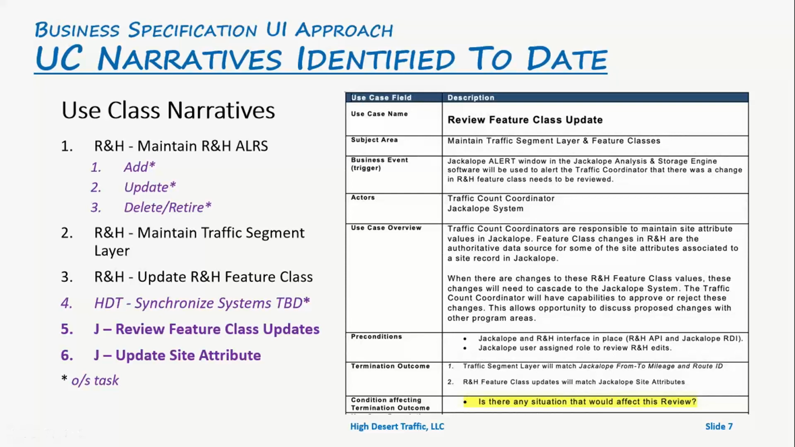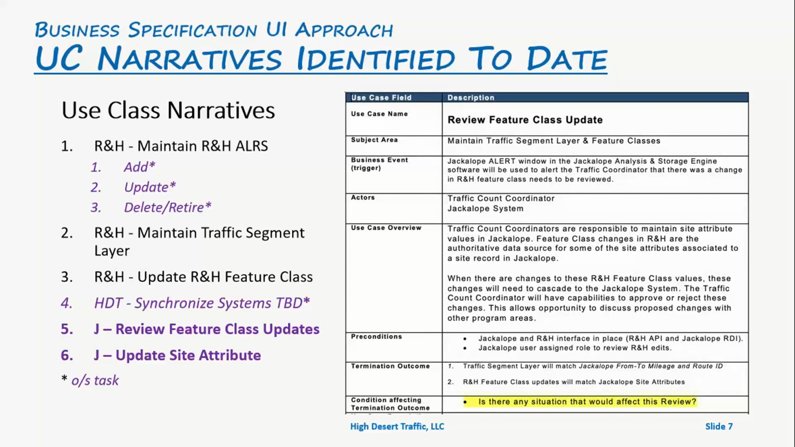So this is, again, the review feature class update, and the subject area is maintaining the traffic segment layer and feature classes. The business event, or what triggers this, is that the Jackalope alert window and the Jackalope analysis and storage engine software will be used to alert the coordinator that there's a change. The actors here, again, the actors can be a person or a system, and we have the traffic count coordinator and the Jackalope system. And then the use case overview. This is just kind of the overall scope of what's going on and what you're expecting. And again, we're expecting to maintain these values here.